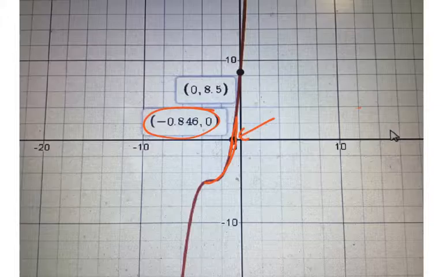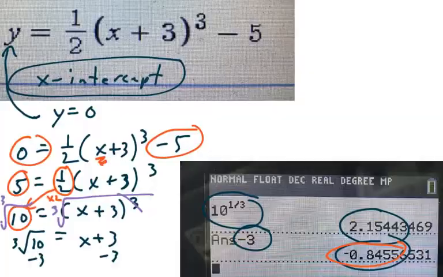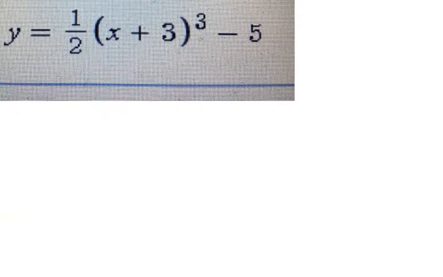Okay, so again, how do you find an x-intercept? You plug in 0 for y. It's that simple. Okay, now what else would they ask? Are the y-intercept or intercepts?